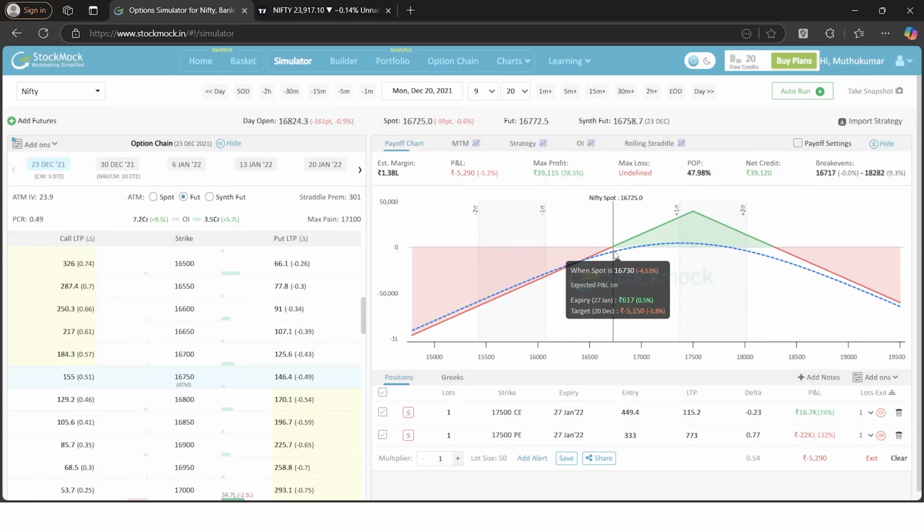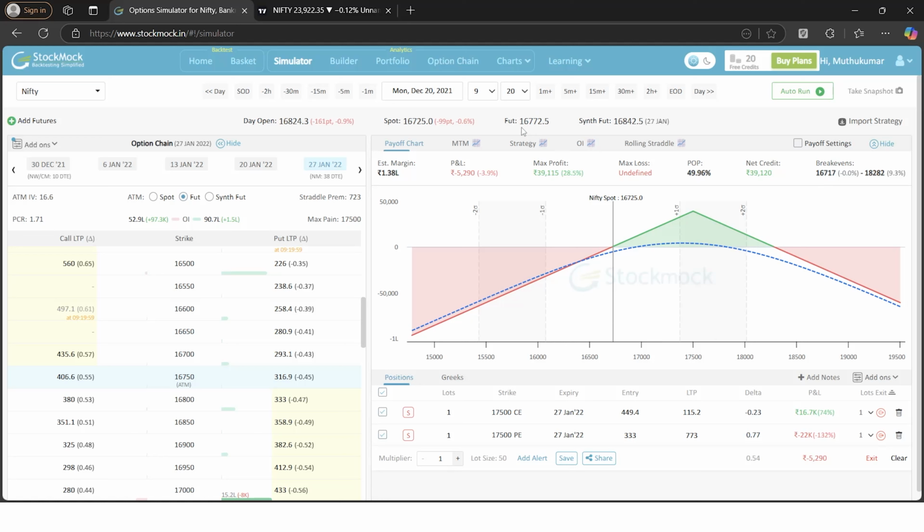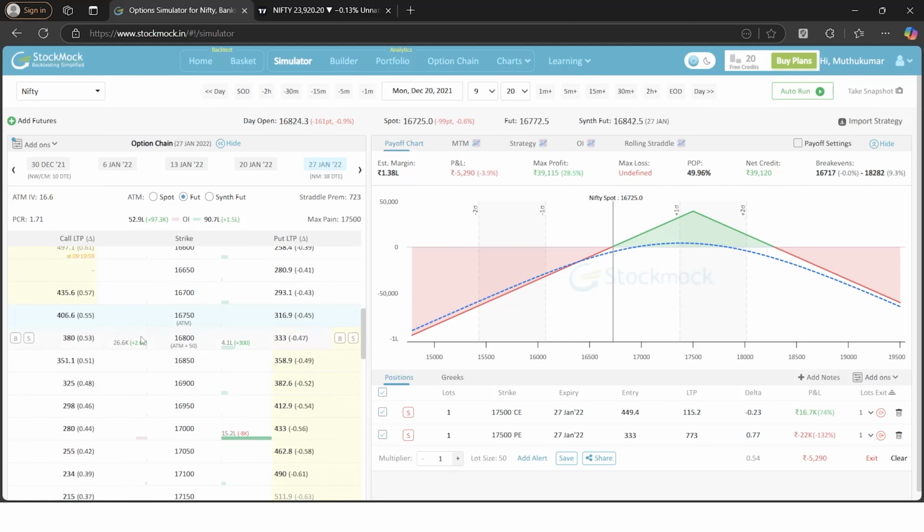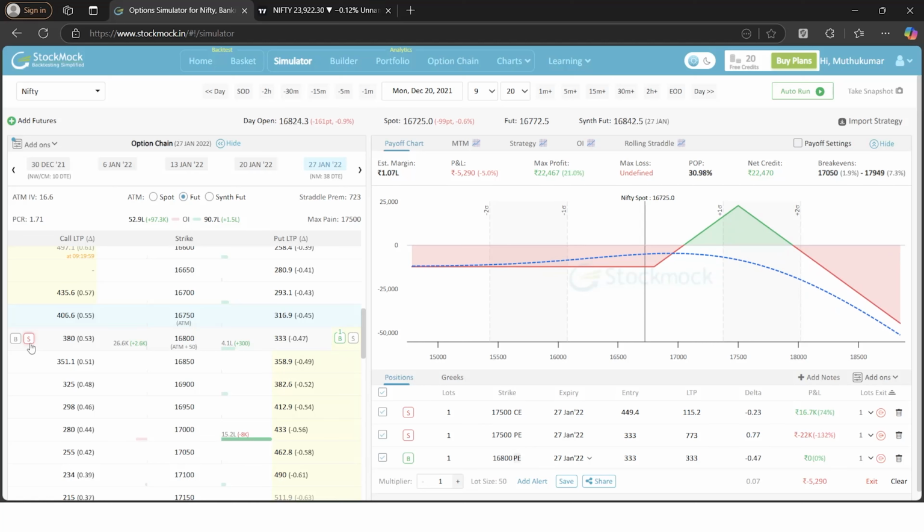As you can see, it's almost our break-even point. So let's see the future price. Okay, the future price is at 16,772, which is slightly lower than our initial break-even price, but we need to do our adjustment right now. Since the break-even is breached on the downside, we have to buy the put option and sell the call option.